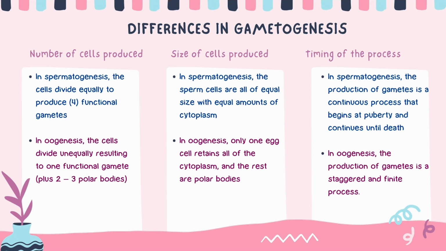Next, for the size of cells produced, in spermatogenesis the sperm cells are all of equal size with equal amounts of cytoplasm. In oogenesis, only 1 egg cell retains all of the cytoplasm and the rest are polar bodies that again will degenerate. In the timing of the process, in spermatogenesis, the production of gametes is a continuous process that begins at puberty and continues until death. But in oogenesis, the production of gametes is a staggered and finite process.